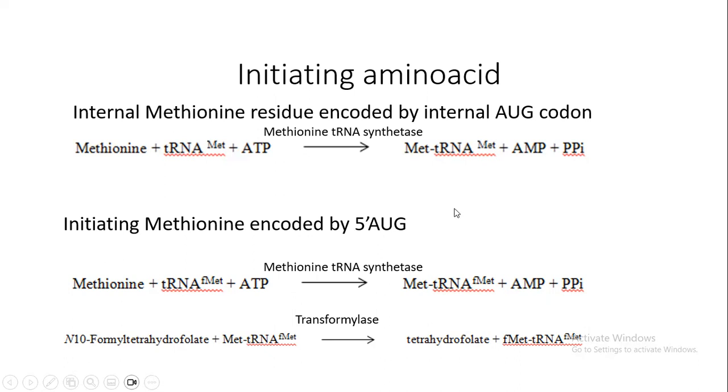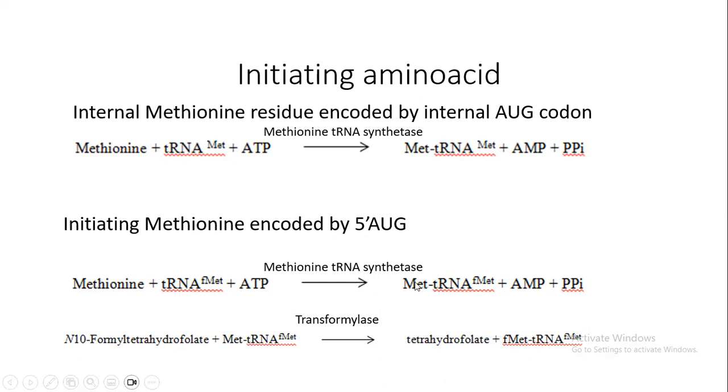In case of initiating methionine amino acid, the first step is similar, where we have bond formation between the transfer RNA and the methionine amino acid. Also, the transfer RNA that binds the initiating methionine amino acid is referred to as transfer RNA FMET.